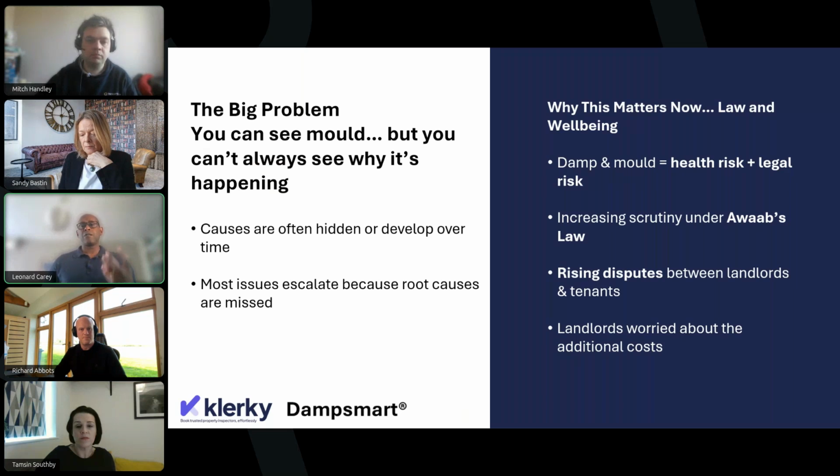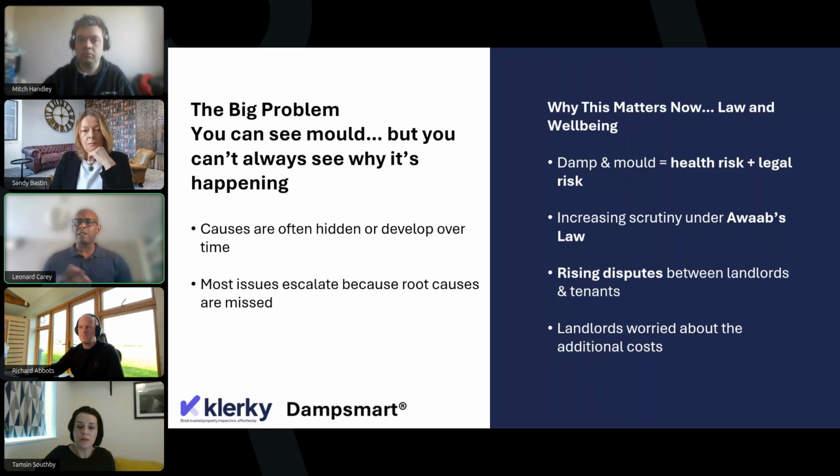But it does matter. You need to understand what the cause of the problem is, because now it's about law and it's about well-being. Law, and we'll talk a bit more about it around Awaab's law, Decent Homes, HHSRS 2, and I think Richard, you'll be talking about HHSRS 2 soon. Yeah. And even with Awaab's law, it isn't just about damp and mould as it is right now, but as I think Tamsin, you're going to say, in October the legislation is also going to include overheating as well. So it's not just about damp and mould, it's also about well-being.